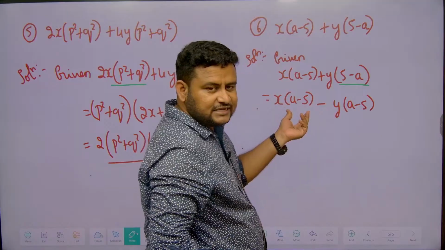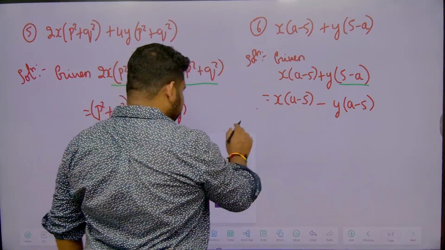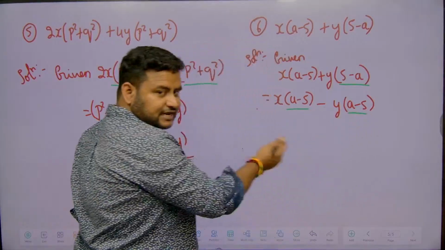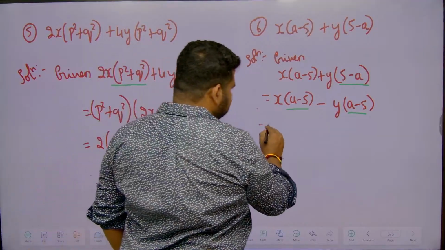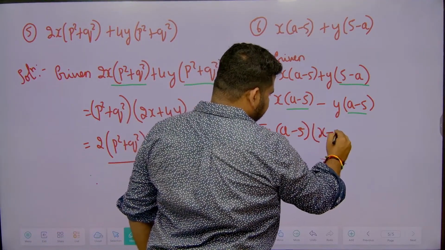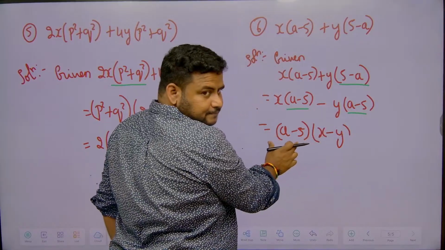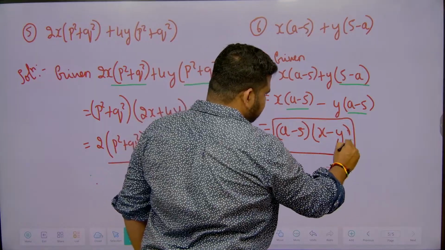Now can I take common? Yes, definitely. a minus 5 common. Those are the similar terms here. Same terms here. So definitely I can take it outside. What would this become now? This will become a minus 5 into x minus y. Very important to put the bracket. Okay, this is our final answer.